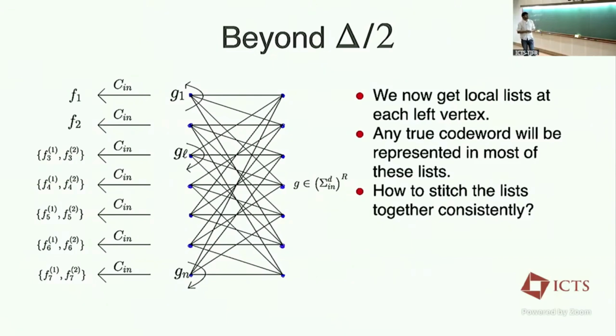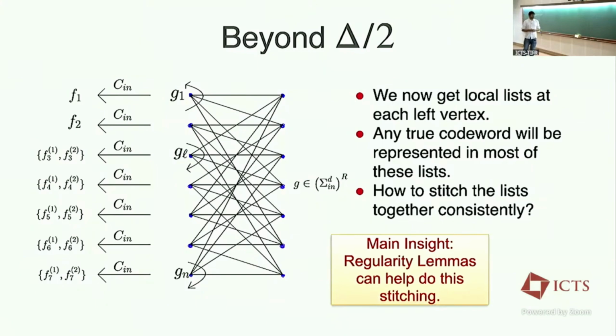Prior applications tried to use a very strong list decoding property for the outer code already. You can get some useful things out of it. But the kind of applications we want, we are dealing with just a unique decodable outer code. So what can we say there? All of this question is to say, how do we stitch these lists together in a consistent way? Okay. So our main insight is that regularity lemmas can help do the stitching. And we'll talk more about regularity lemmas, but it should be clear what the problem, at least here, is compared to unique decoding.